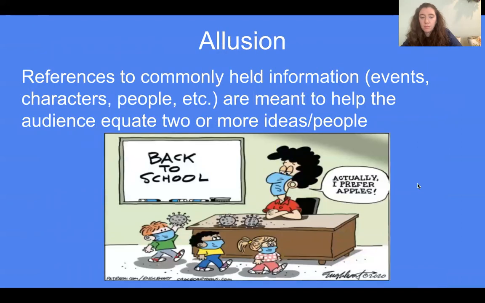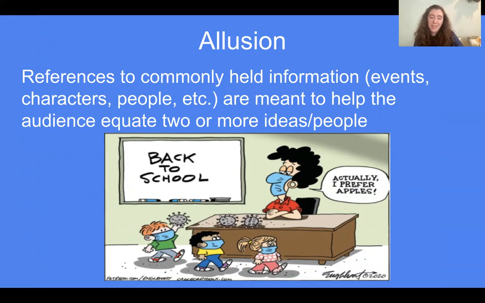So, okay. Allusion. These are references to commonly held information. For example, events, characters, people, stuff like that. These are meant to help the audience equate or relate to ideas or people.